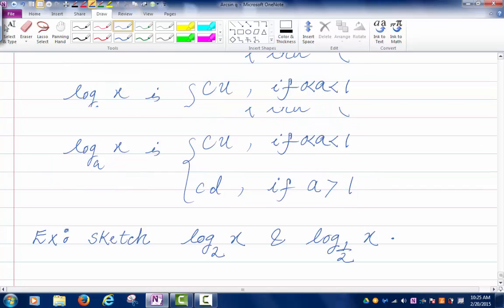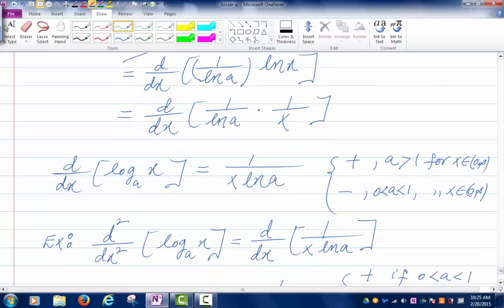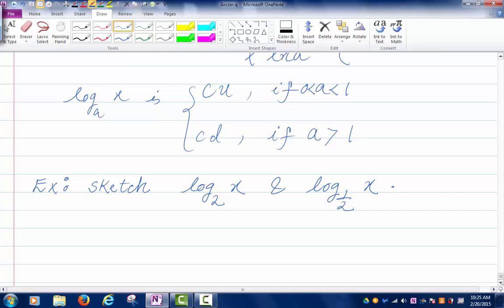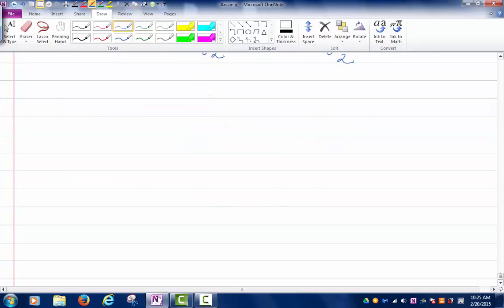Now, I want to go back to the derivative formula that we got. Another way of rewriting that formula would be to write it as an integral formula, right? So I can write the integral of 1 over x ln of a dx is log base a of x. Should you try to remember this?